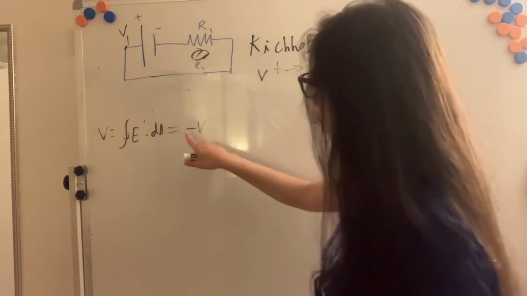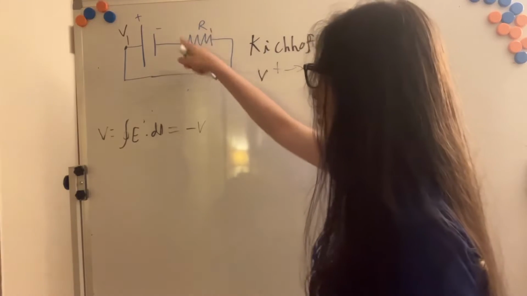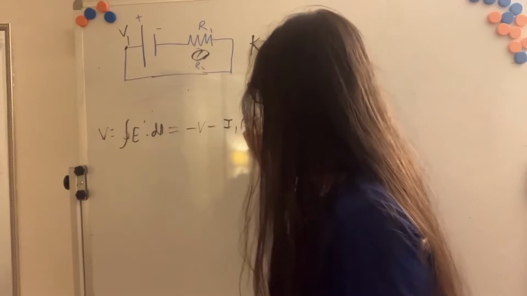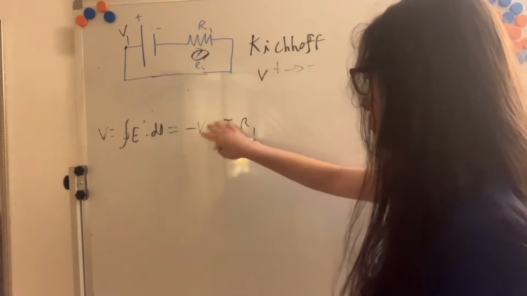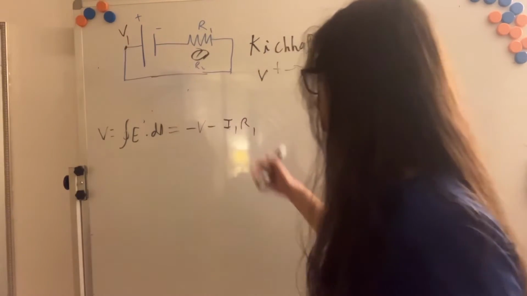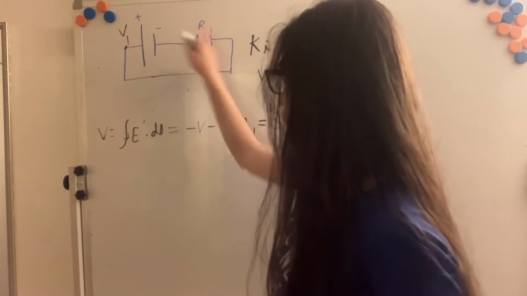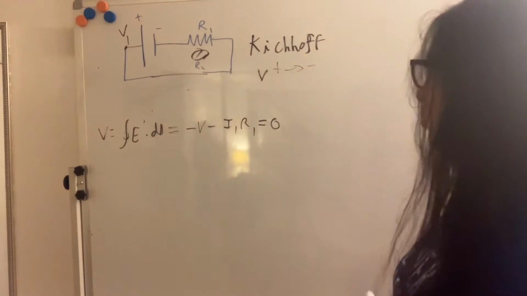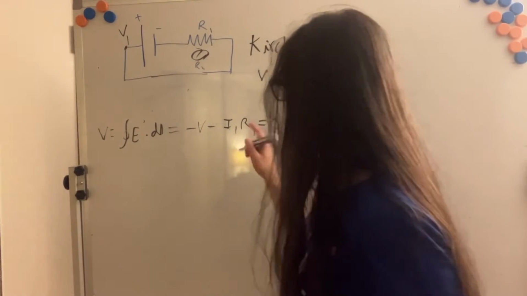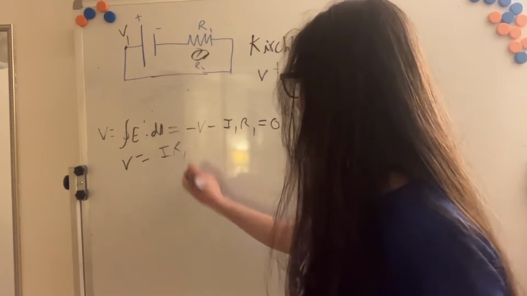And here we have minus V1, and here we have a drop because we are passing through the resistor, so minus I1 R1. We have the resistance and we have the voltage, so we will find the current. This is equal to 0 because we don't have any inductance, and we are talking about Kirchhoff's loop rule. So here we just have that V is equal to I1 R1.